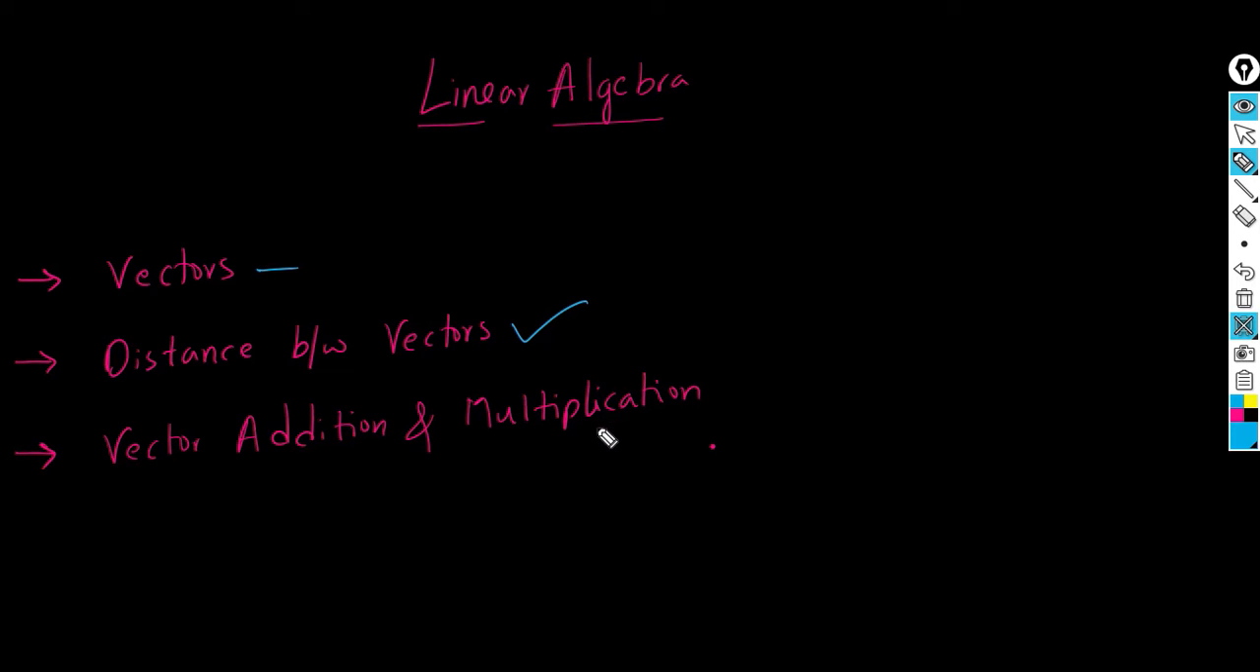And then we are going to discuss how we can make addition and multiplication of two vectors or any number of vectors. These are the things that we are going to see in this video.